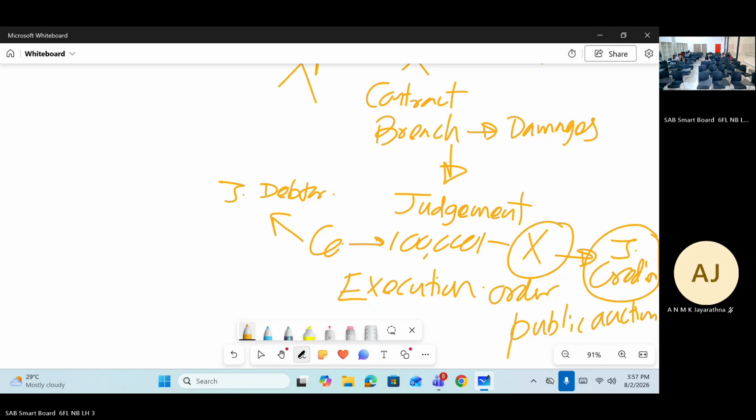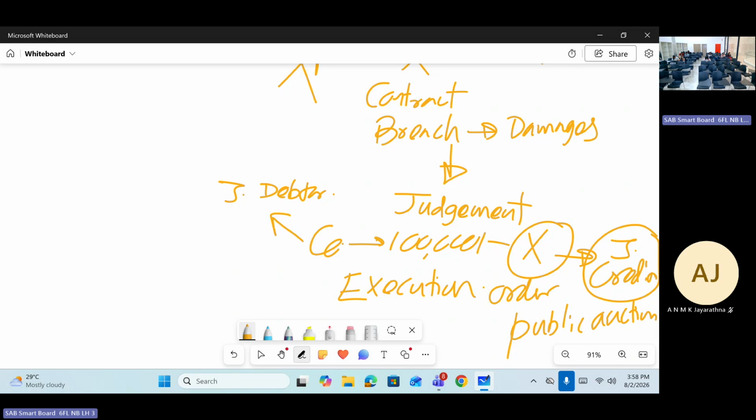It is simple, and it applies to an individual party as well. Suppose instead of a company there is an individual person. Then the judgment creditor can make an application to the court for an execution order. Once the execution order is issued, he can go to that place and seize the properties, movable or immovable, seize the assets of the debtor, sell them in the public auction and recover the amount.